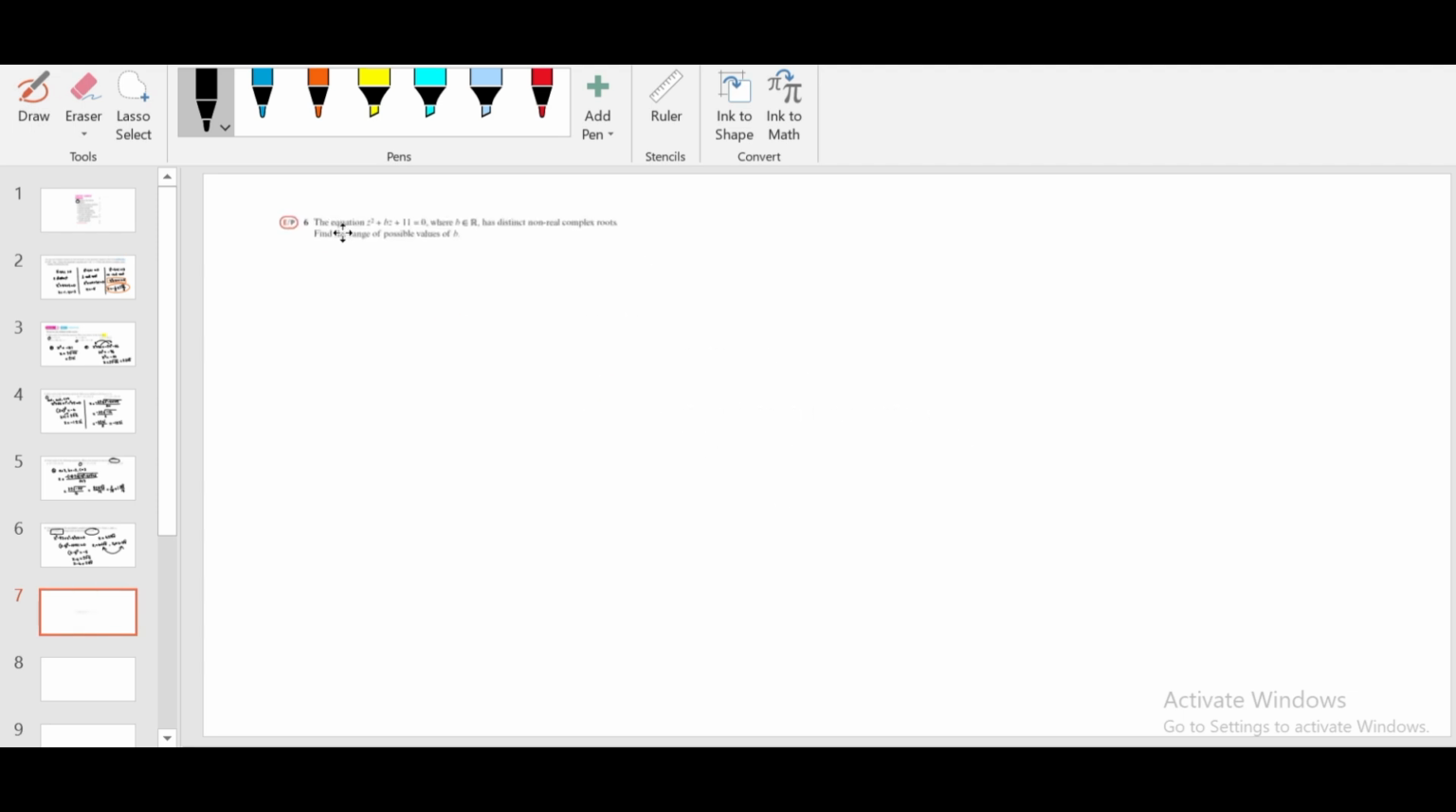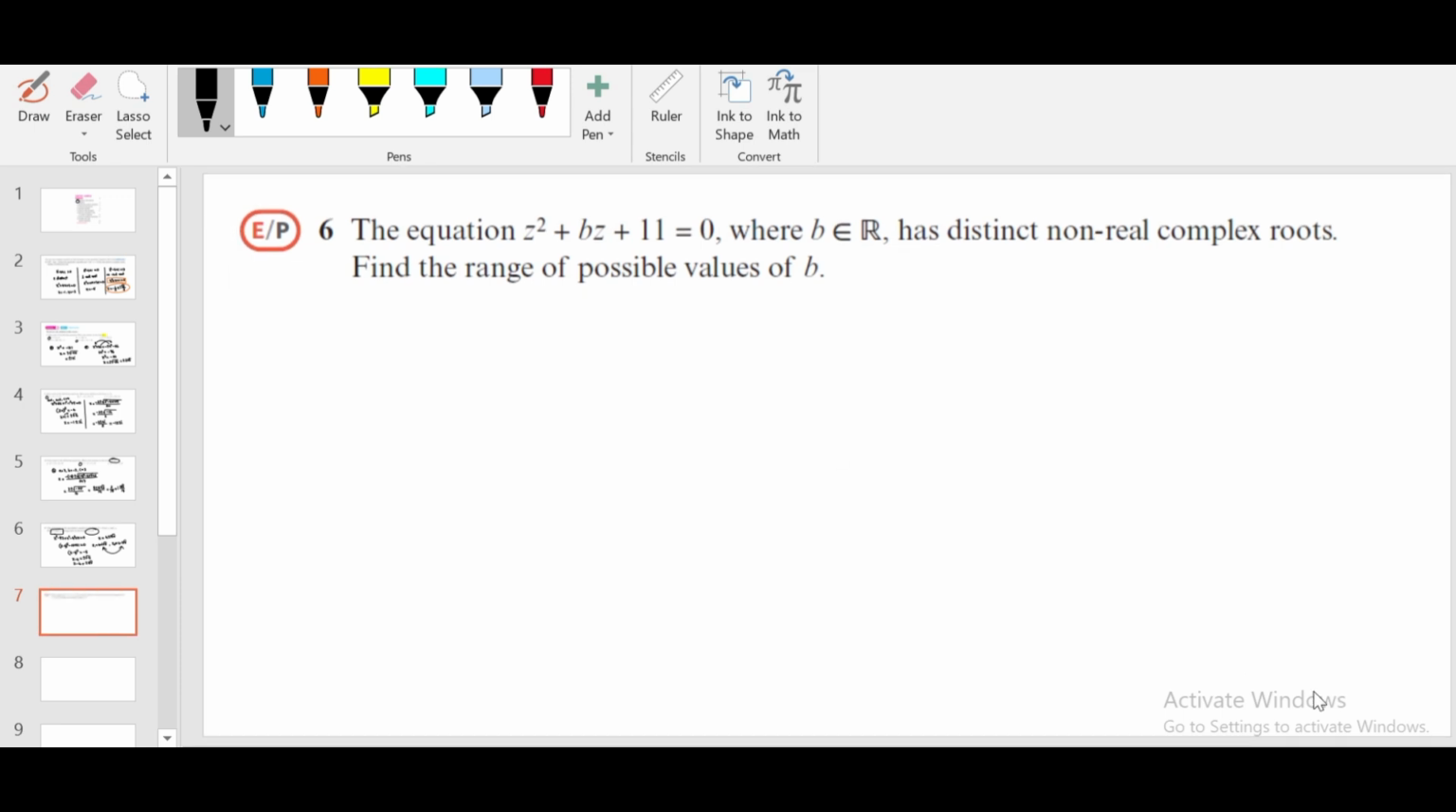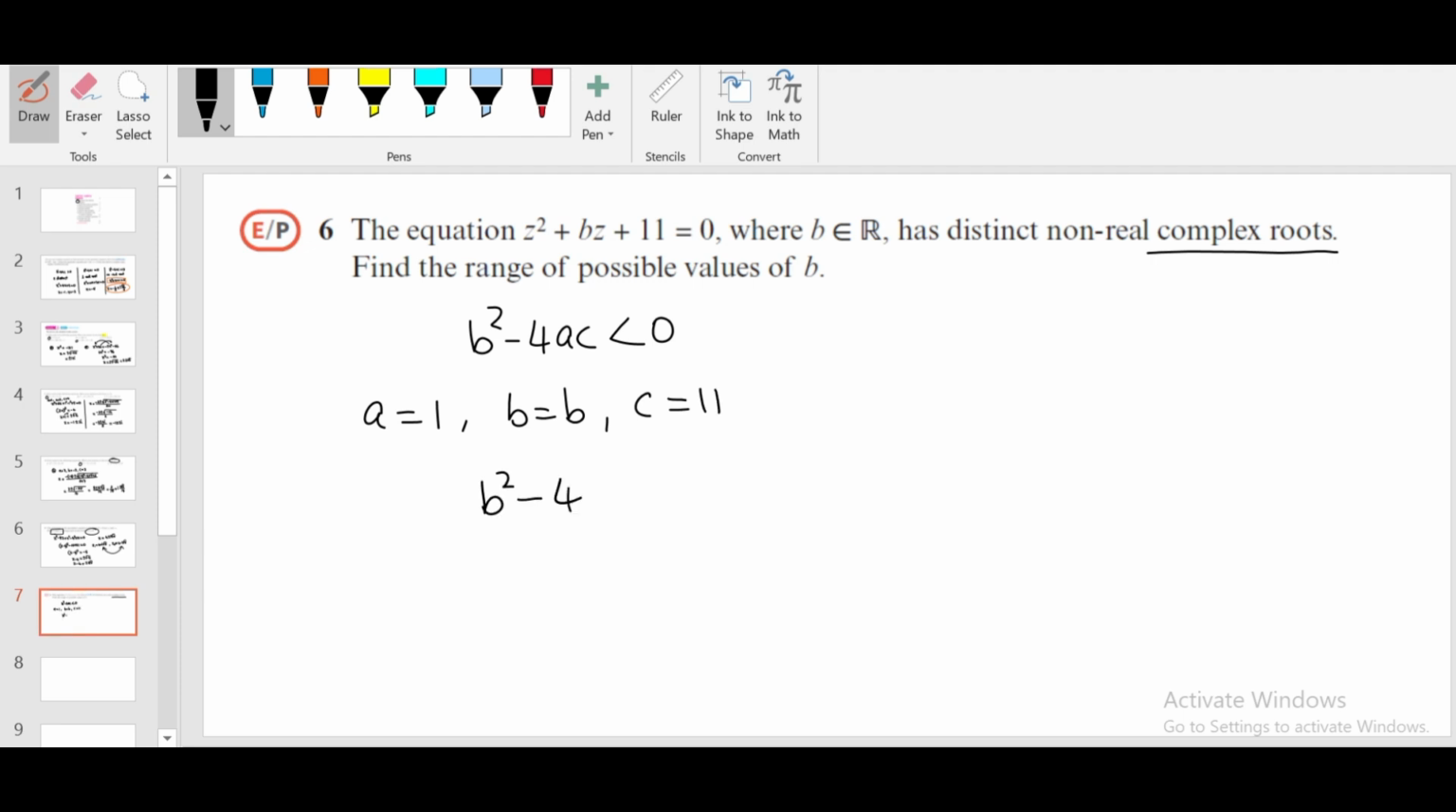One last question from this exercise. The equation z square plus bz plus 11 is equal to 0 has distinct non-real complex roots. When a quadratic has complex roots, the discriminant b square minus 4ac will be a negative number, less than 0. So in this case, from this equation, a is 1, b is b, c is 11. So b square minus 4ac is less than 0.